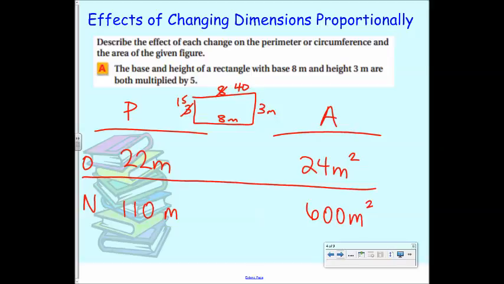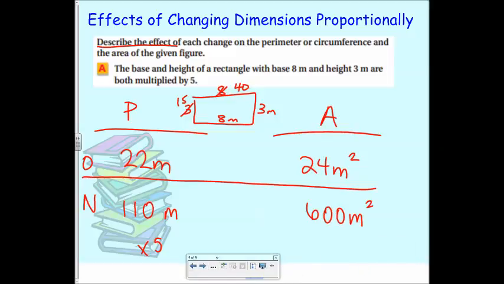So 600 meters squared. So then it says, describe the effect. So now what's the answer to this question, really? The area and perimeter are multiplied by 5. Is 22 times 5 110? Yes. What about 24 times 5? No. So that one's not multiplied by 5. What's that one multiplied by?